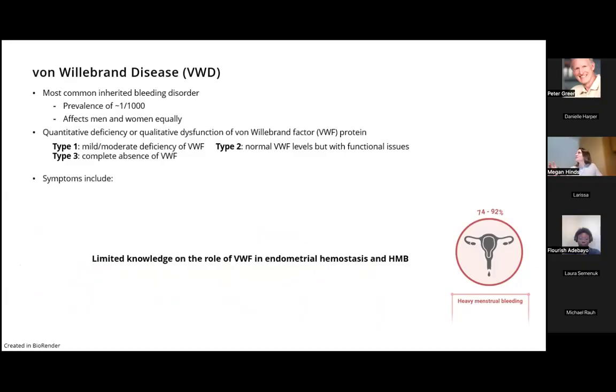So although there seems to be an intrinsic link between heavy menstrual bleeding and VWD, very little is still known regarding the functional role of VWF in endometrial hemostasis and its role in heavy menstrual bleeding as a whole. After almost 100 years since the discovery of von Willebrand's disease, gaps still exist in our understanding of the disease and one of its most predominant symptoms.